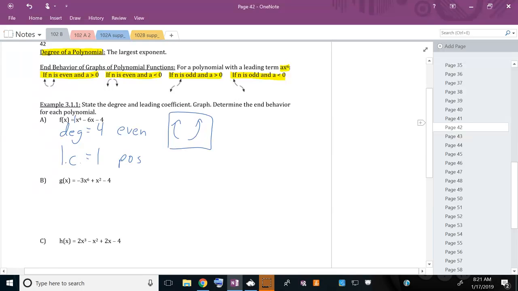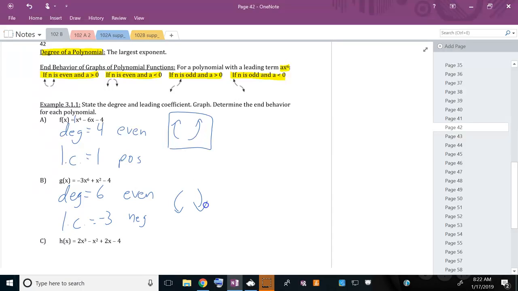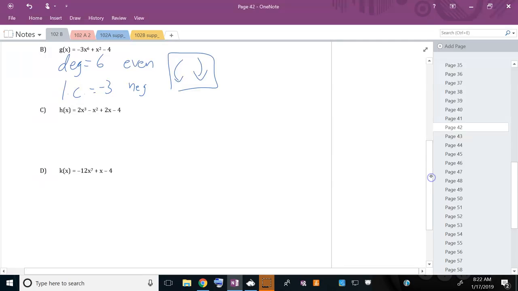All right, let's try our next function. I've got g of x is negative 3x to the sixth plus x squared minus 4. So here, the degree is 6, that's an even number. My leading coefficient is negative 3, that's a negative number. So this is going down on both sides. Let me scroll this down.